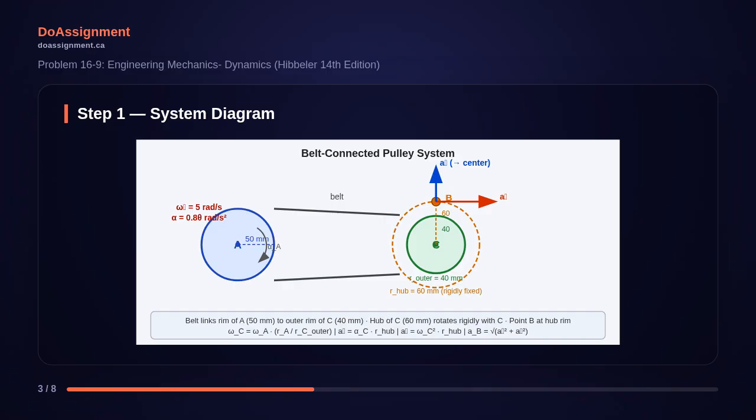Here is the system diagram. Pulley A on the left has a radius of 50 millimeters. Its angular acceleration is 0.8 theta radians per second squared, and its initial angular velocity is 5 radians per second. A belt connects Pulley A's rim to the outer rim of Pulley C, which has an outer radius of 40 millimeters. Pulley C has an inner hub rigidly fixed to it with a radius of 60 millimeters. Point B sits on the rim of that hub. We need the total acceleration of point B after Pulley A completes 3 full revolutions.